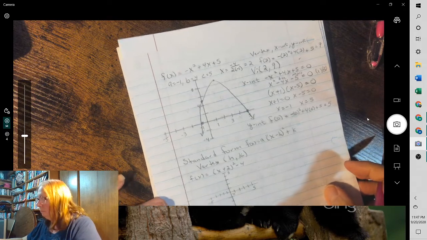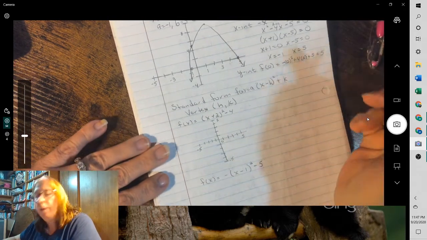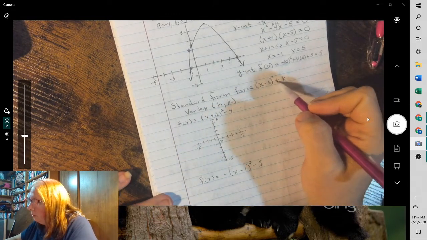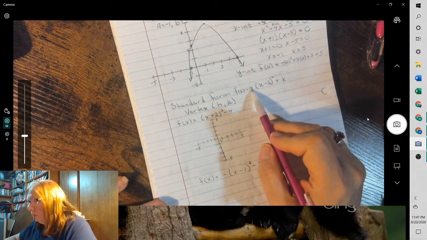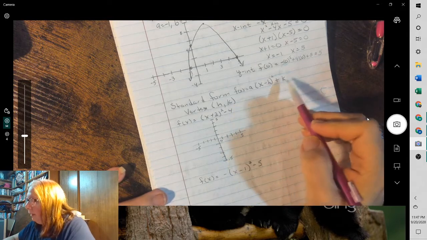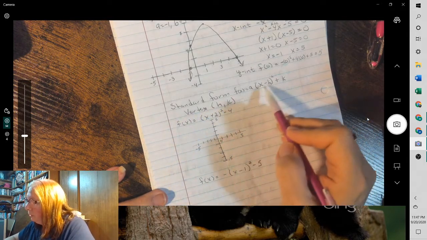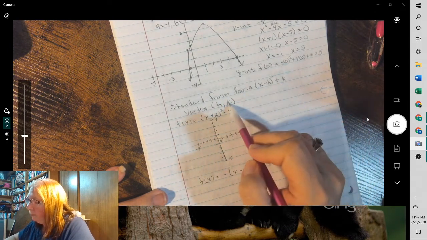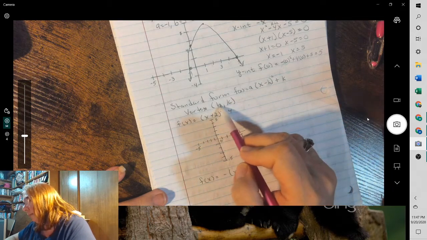Try one more. This one is in standard form that we're going to look at. When it's in standard form, A is still out front. It's factored out of the quantity though. And then you have H and K. H, when we find the vertex, is the opposite sign, and K is the same sign. Let's notice this is a minus, so when we pull it out, it becomes positive.